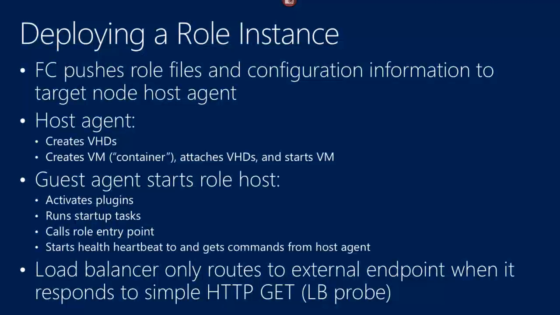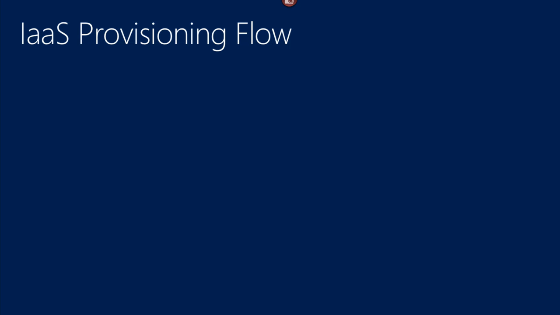It activates the plugins, like the RDP plugin. It runs your startup tasks, calls your role entry point, and then starts a health heartbeat with your role entry point, which is the 15-second health heartbeat. The load balancer only routes to the ones that are actually sitting there and responding to the heartbeat. If the heartbeat's missed, the guest agent tells the host agent, this guy's out of commission, and then you could start to stop getting the probe.